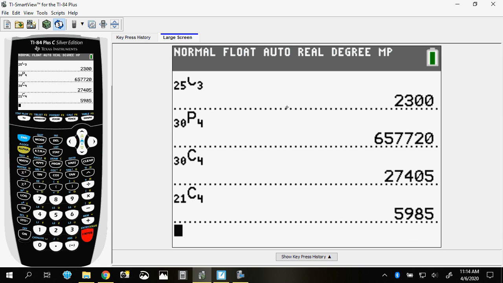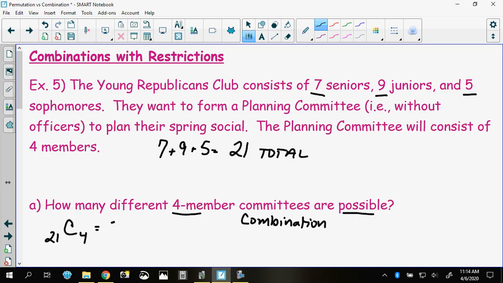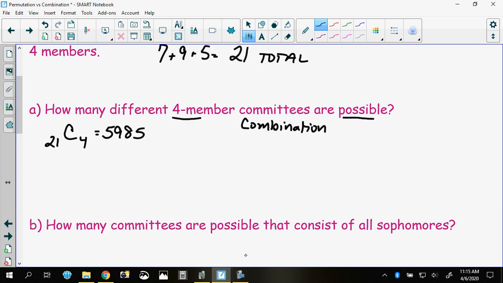So that's 5,985. Okay. Now our next step asks how many possible committees are there that consist of all sophomores. So this is going to change our total number. So our total number now is just going to be the total number of sophomores.